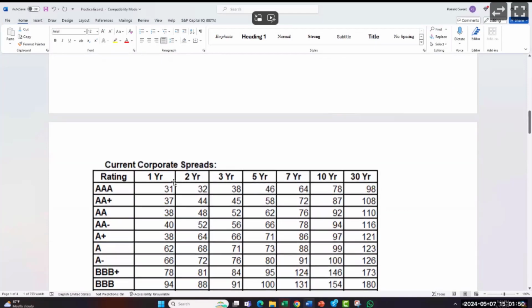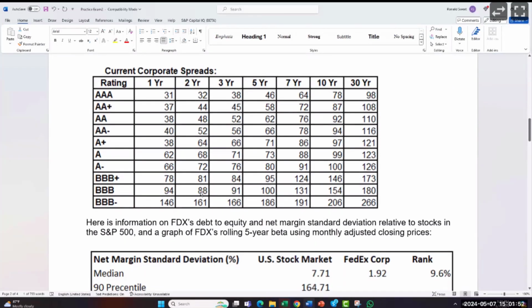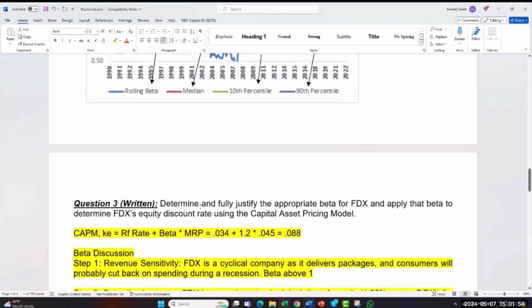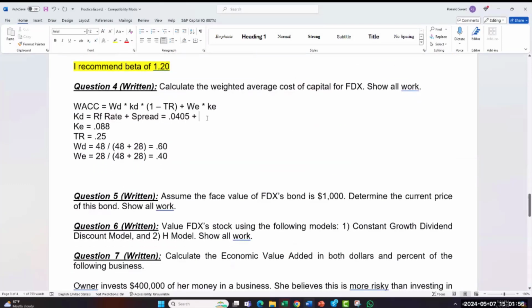All right, so triple B, 2 years. So that's 88 basis points. I can't highlight that, but 88. So plus 88 divided by 10,000. That's going to equal 0.0405 plus 0.0088, which equals 0.0493.